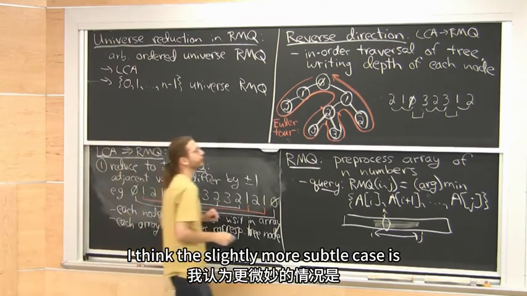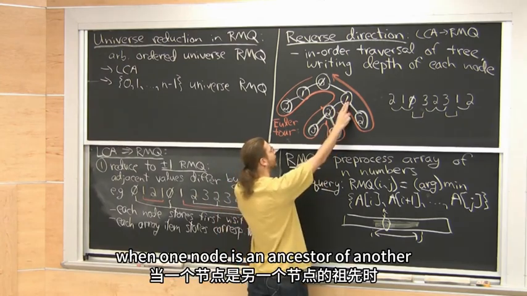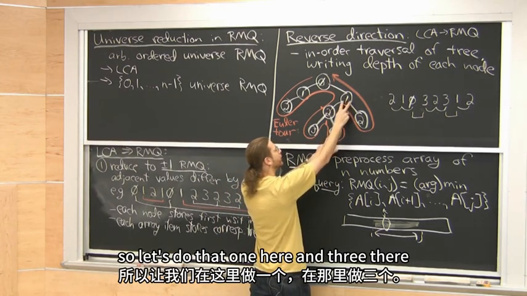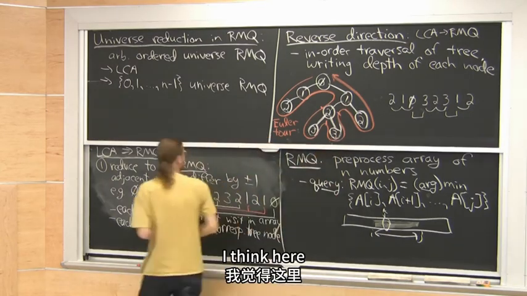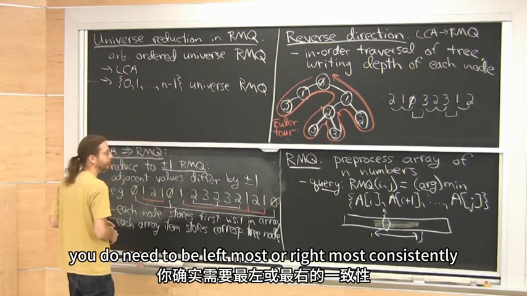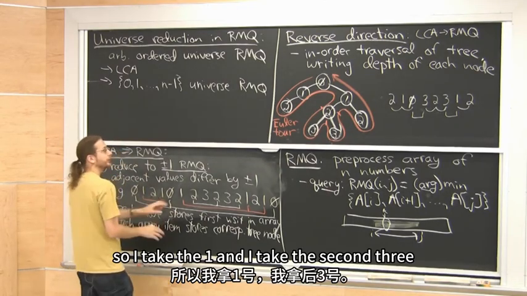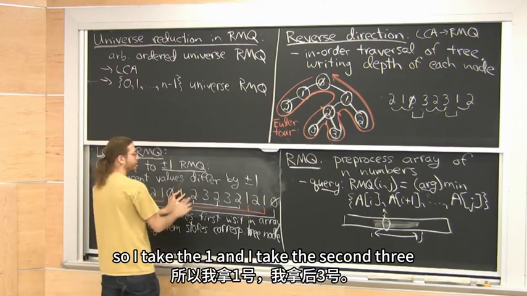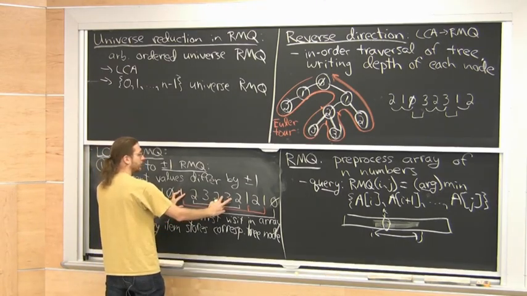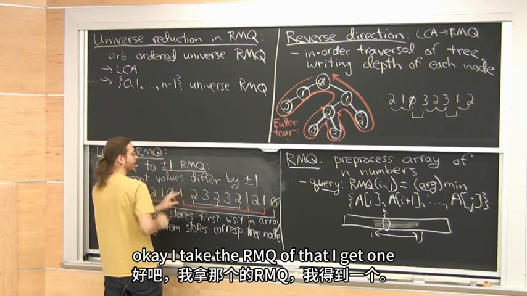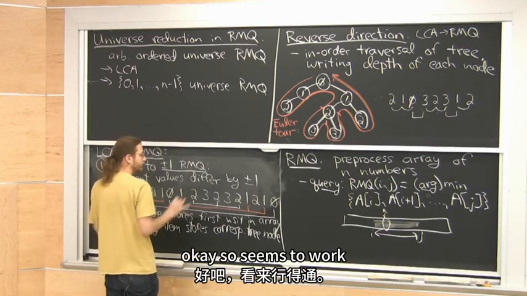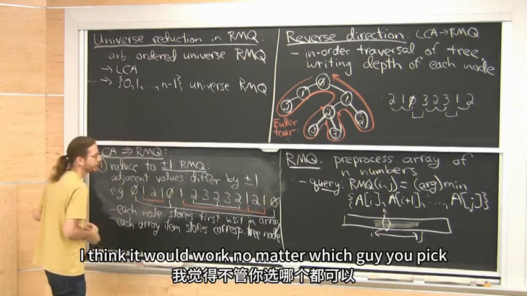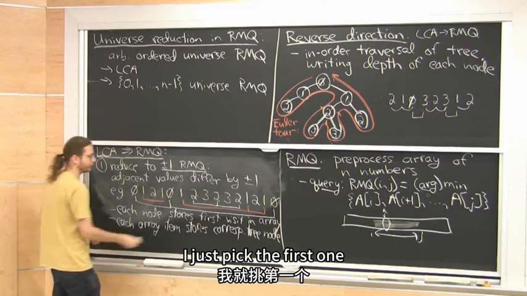I think the slightly more subtle case is when one node is an ancestor of another. So let's do that. 1 here and 3 there. Here I think you do need to be leftmost or rightmost consistently. So I take the 1 and I take the second 3. Okay, I take the RMQ of that, I get 1, which is the higher of the 2. Okay, so it seems to work. Actually, I think it would work no matter which guy you pick. I just pick the first one.